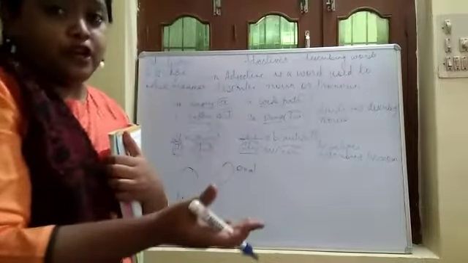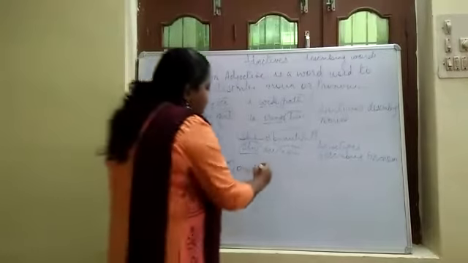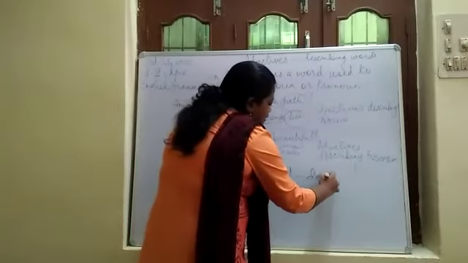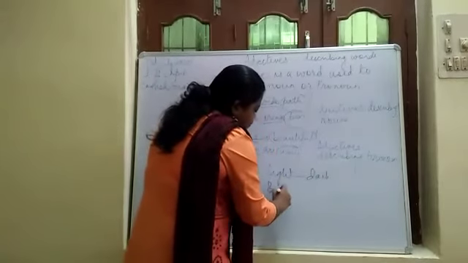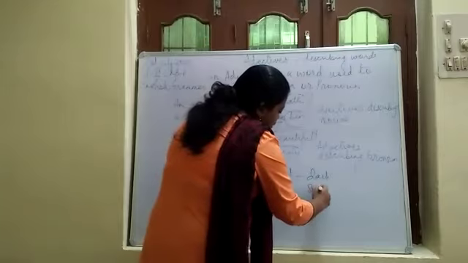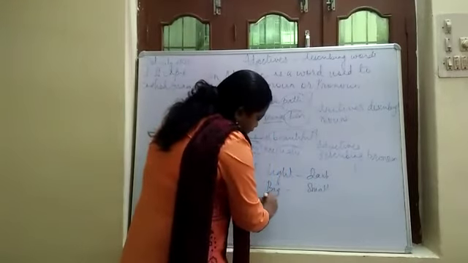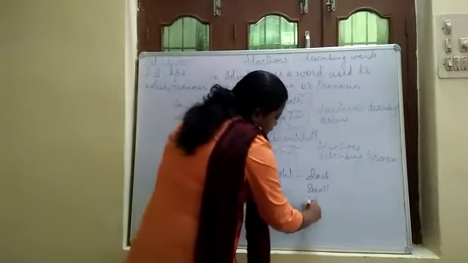Opposite means the opposite word of. For example, if I say light, what is the opposite of light? You will say dark. If I say big, you will say the opposite of big is small. Right? If I say the opposite of fat, it will be thin.